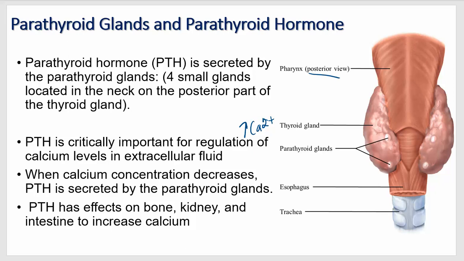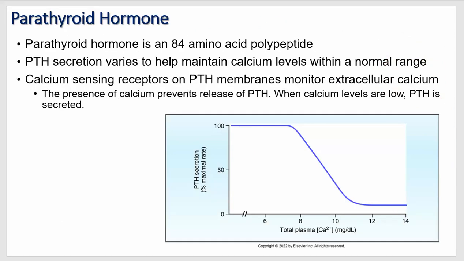So when calcium concentration decreases, PTH is secreted by the parathyroid glands. Yes, that makes sense. And parathyroid hormone has its effects on the bone. Remember, resorption of calcium from the bone, and the kidney. And in the kidney, it is causing reabsorption of calcium, and it's also getting rid of the phosphate that was tying up the calcium in the blood. And it has an effect on activating vitamin D to increase calcium absorption. So it has its effects on the intestines.